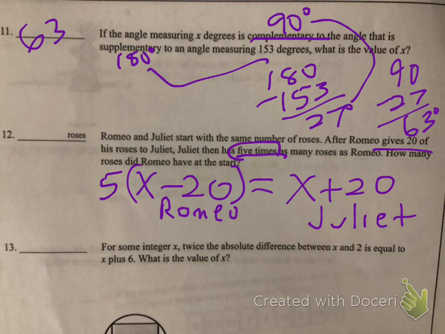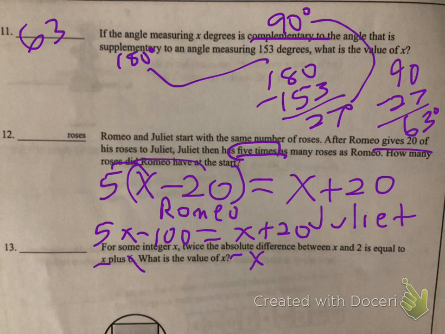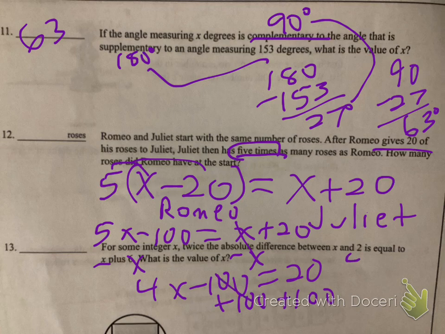So now I just solve this equation, right? I distribute the 5 and get 5x minus 100 equals x plus 20. Next up, I'm going to subtract x from both sides, and I get 4x minus 100 is 20. I add 100 to both sides, and I get 4x is 120. And then if I divide by 4, I get x is 30. And it says, how many did Romeo have at the start? Well, Romeo and Juliet both had 30 at the start.